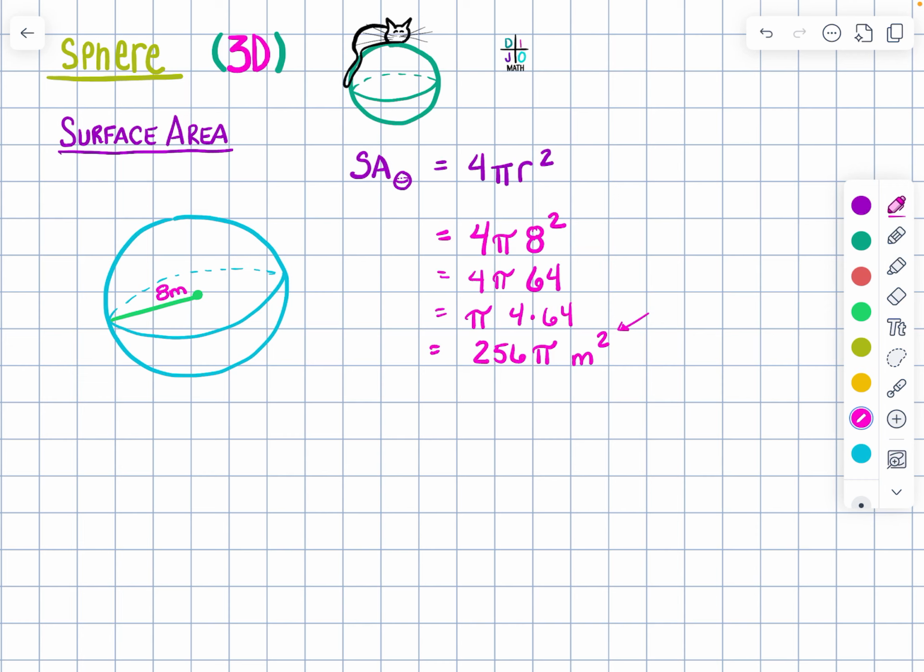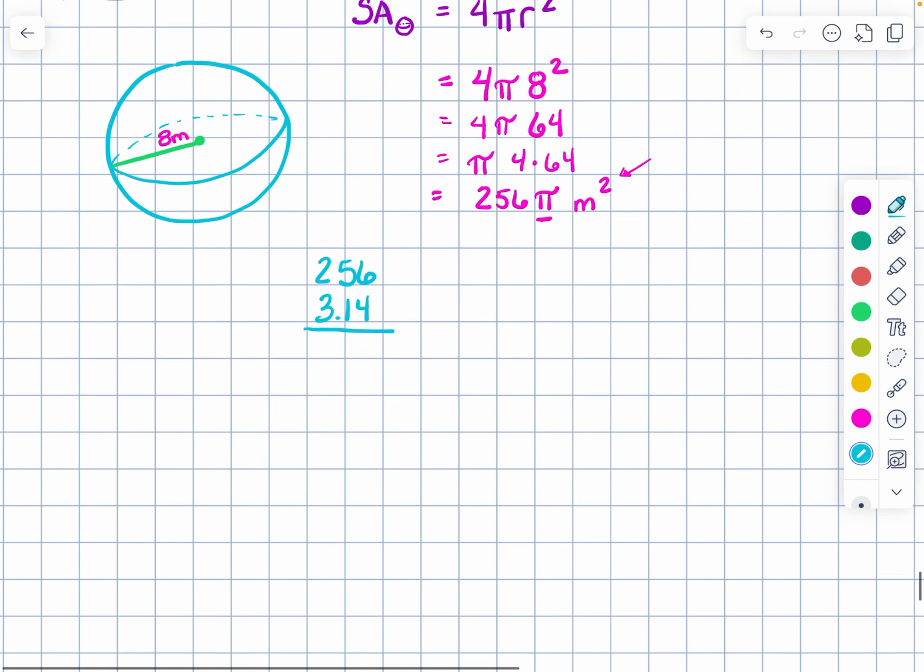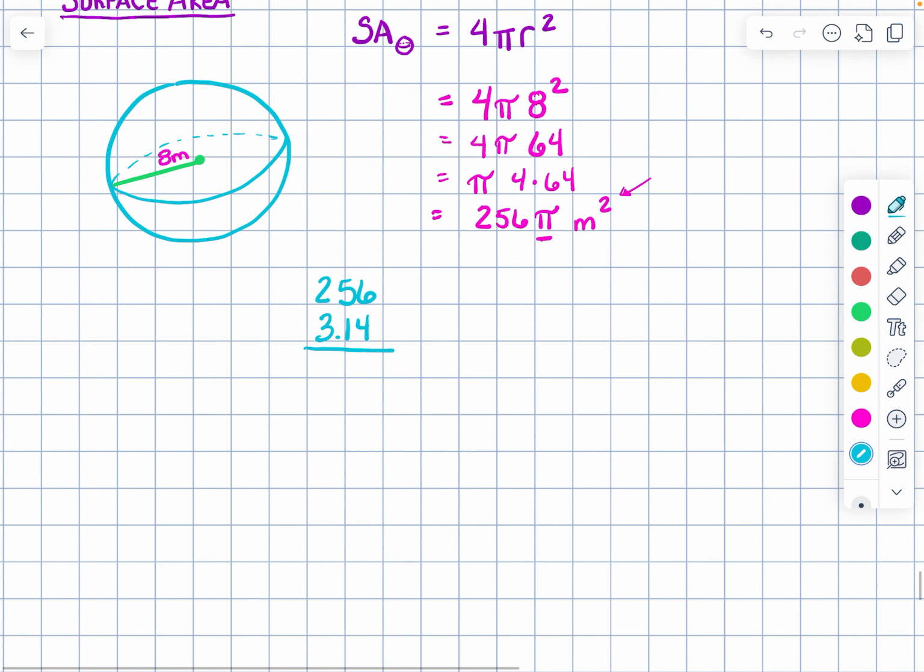And this is the answer if you're asked to leave it in terms of pi. That just means pi is going to be in your answer. But most of the time we're probably going to have to substitute 3.14 for pi. And so we're going to go ahead and do that here. Go ahead and work it out, because sometimes you're not going to have access to a calculator. And so this is a good thing to practice.